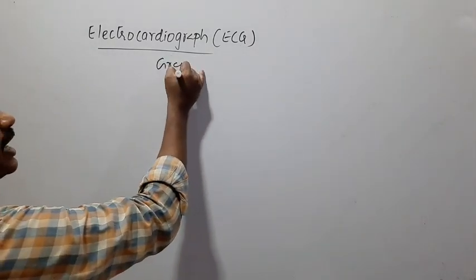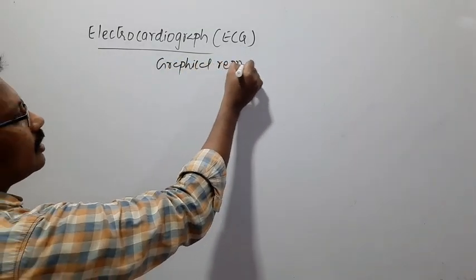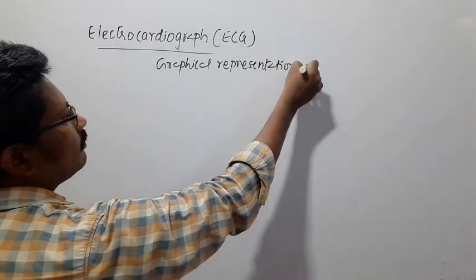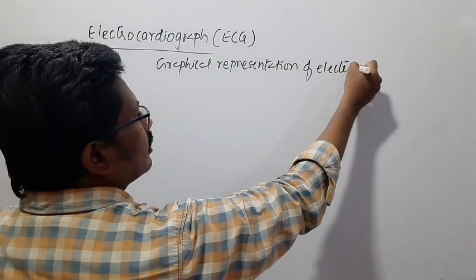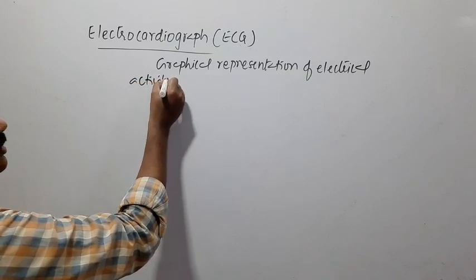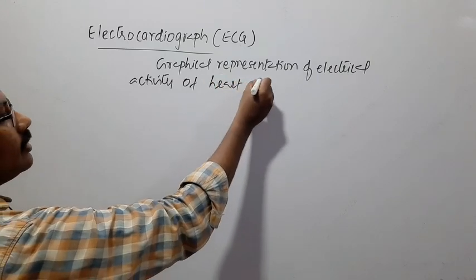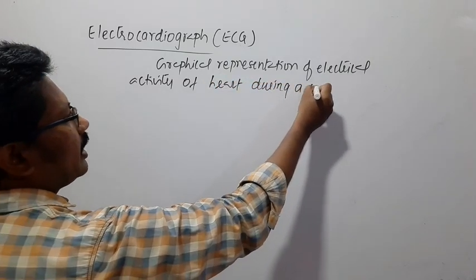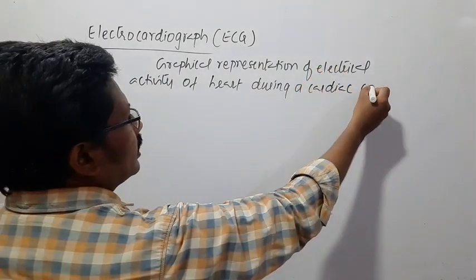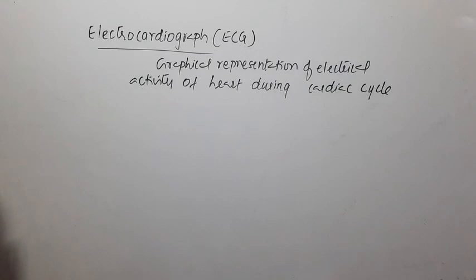It is a graphical representation of electrical activity of the heart during a cardiac cycle. I'll just mention during cardiac cycle. The graphical representation of electrical activity of a heart during cardiac cycle is what we call the electrocardiograph.